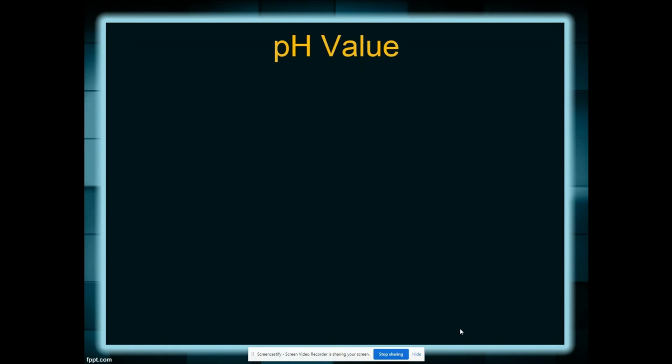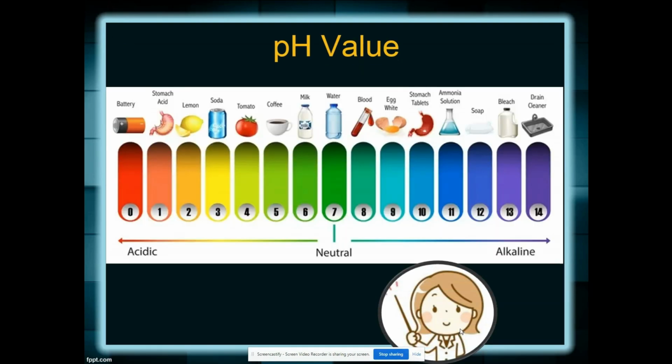What is pH value? As you all know, pH value is indicated on a scale of 0 to 14. As you can see on the pH scale, any substance recorded with a pH value of 7 is classified as neutral. Any substance with a pH value lower than 7 down to 0 is considered acidic, and greater than 7 up to 14 is alkaline.